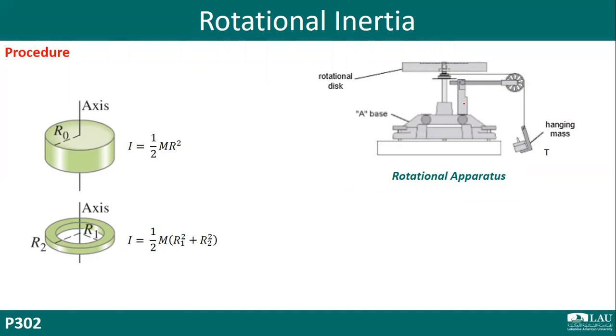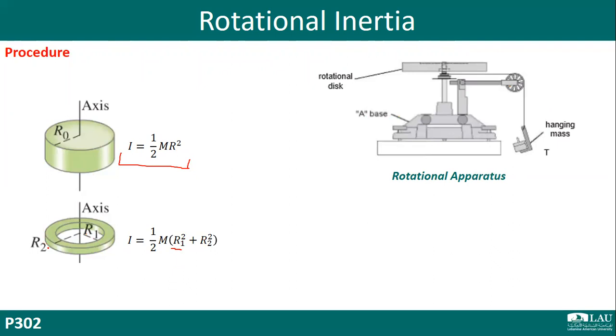We are considering that we have a uniform mass, and we will apply a torque by adding a weight, by using the hanging mass. The theoretical expression for the rotational inertia of a disk is I equals 1/2 m r squared. For a ring, it's 1/2 m (r1 squared plus r2 squared), where r1 is the inner radius and r2 is the outer radius.